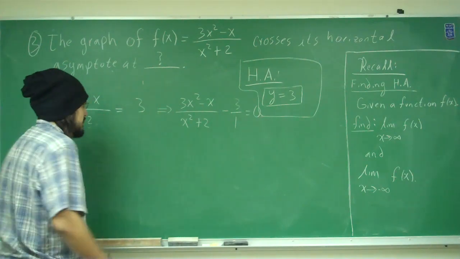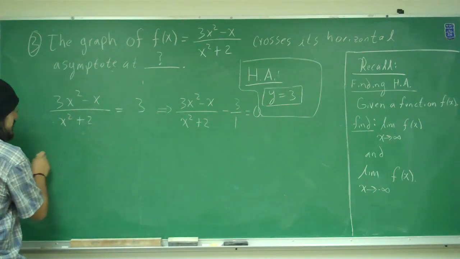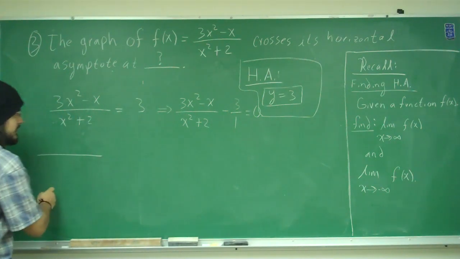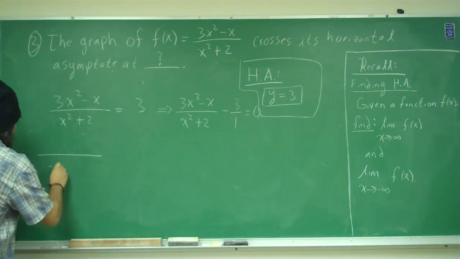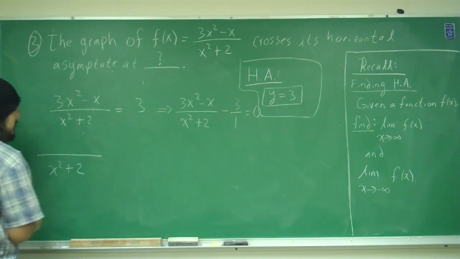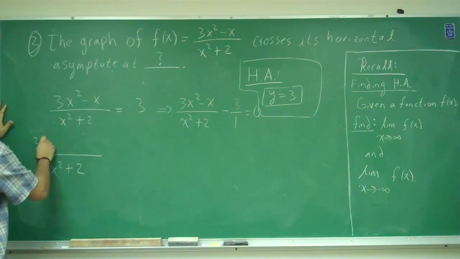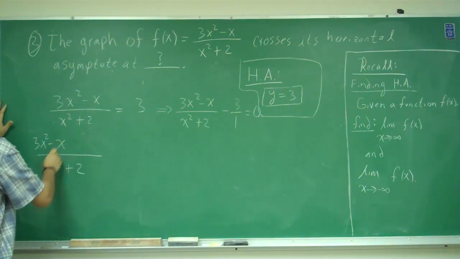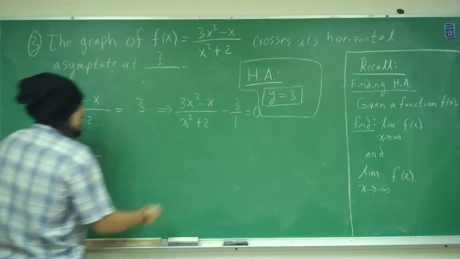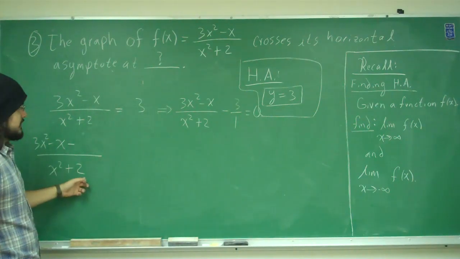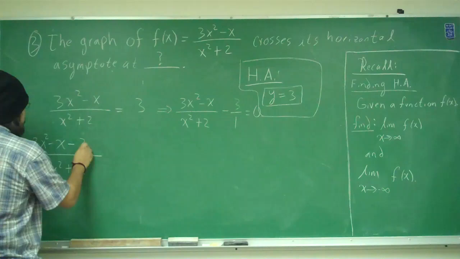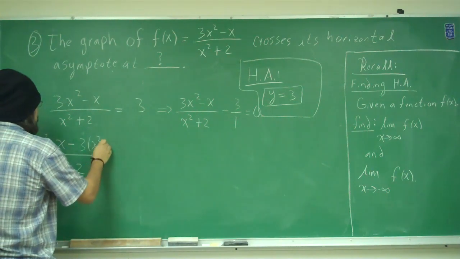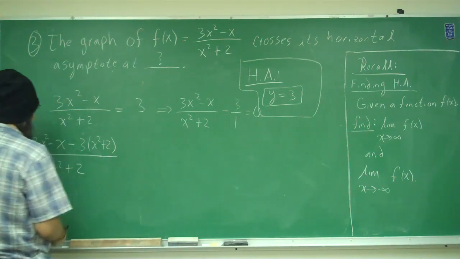In order to combine these two fractions, we need the LCD. So the LCD is x squared plus 2, right? So we have x squared plus 2 in the denominator. And we have 3x squared minus x minus, since we know that x squared plus 2 is the LCD, we've got to multiply 3 by x squared plus 2. So that's 3 times (x squared plus 2). Alright, so now that equals 0.